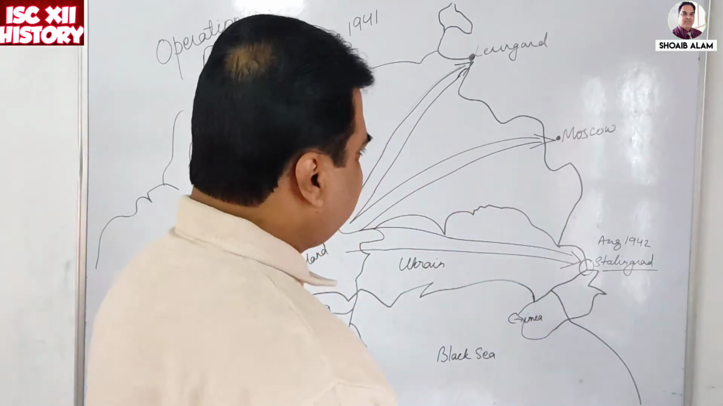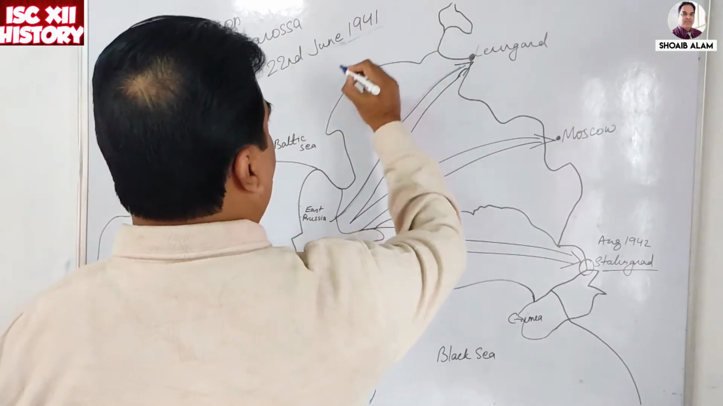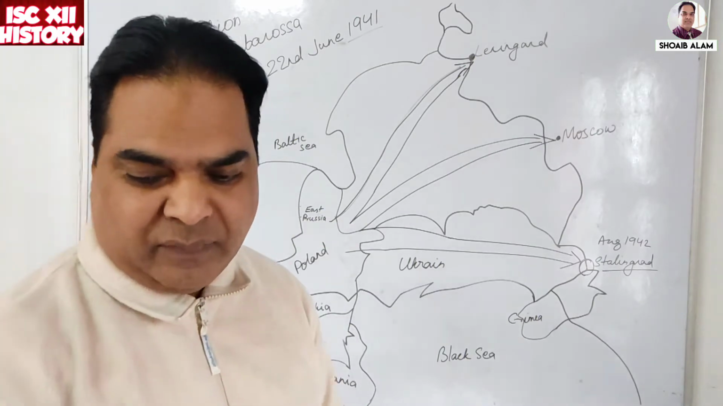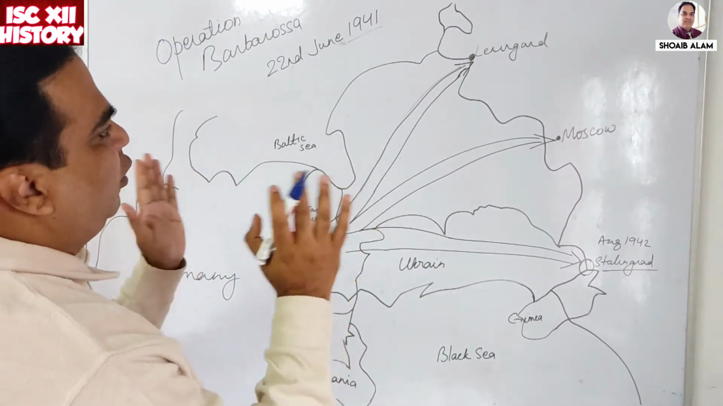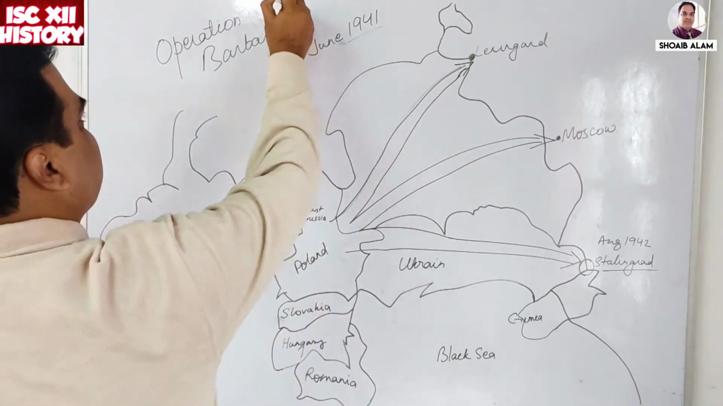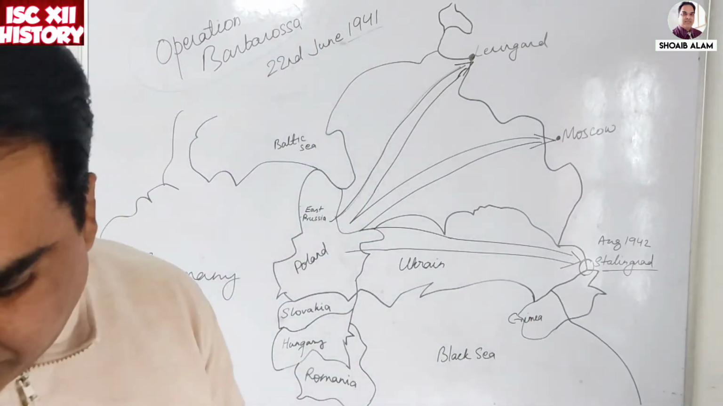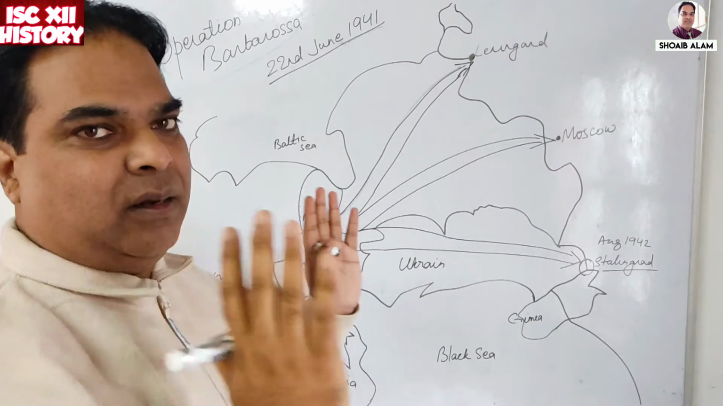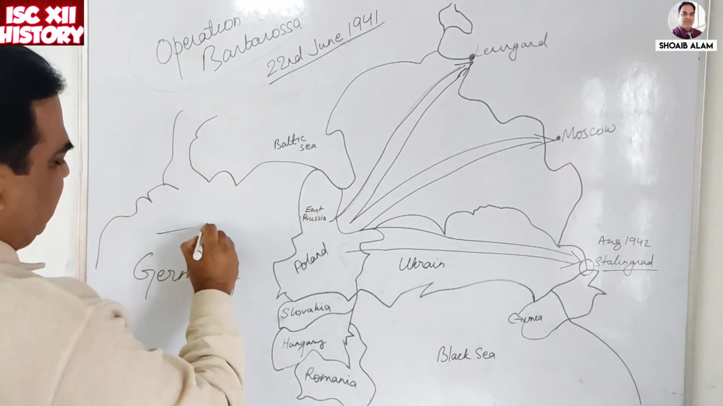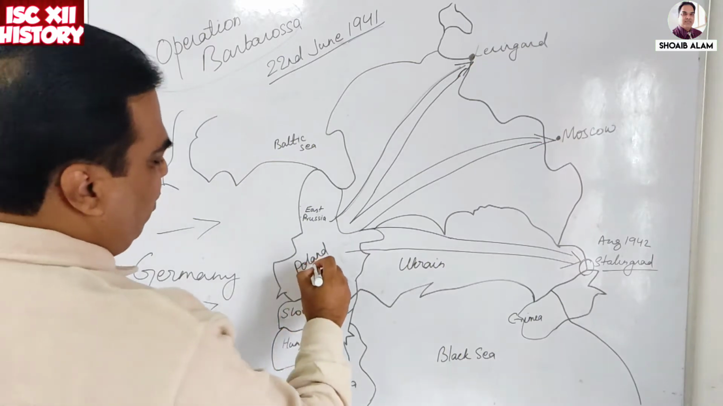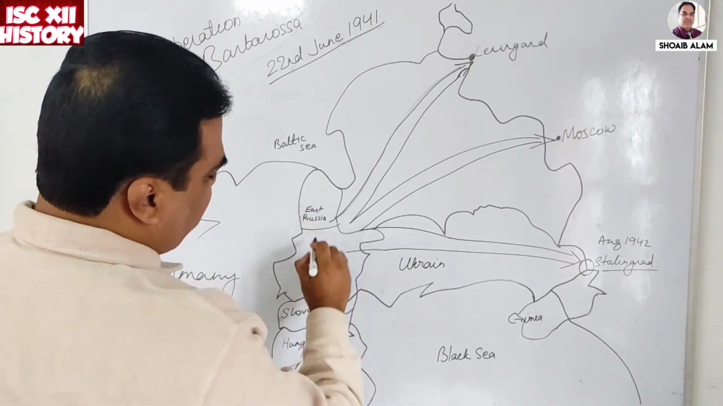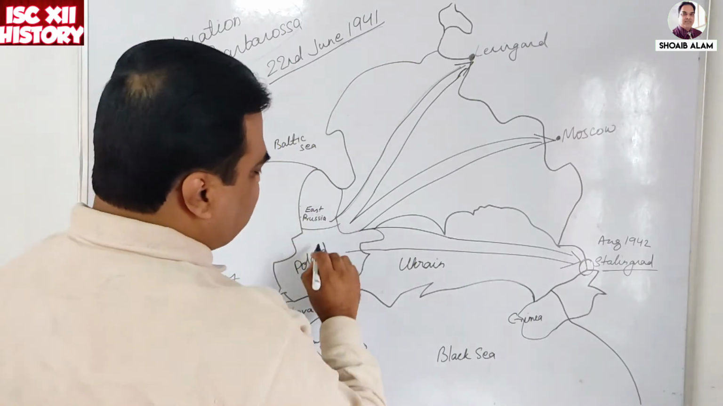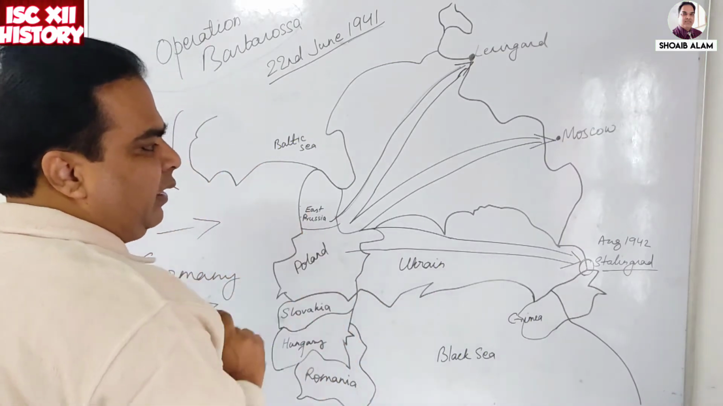On the 22nd of June 1941, he decided to launch Operation Barbarossa. You can see here, this is Germany. Poland is over here. This is East Prussia. As you know, Germany had already invaded Poland. From this part he launched three campaigns.